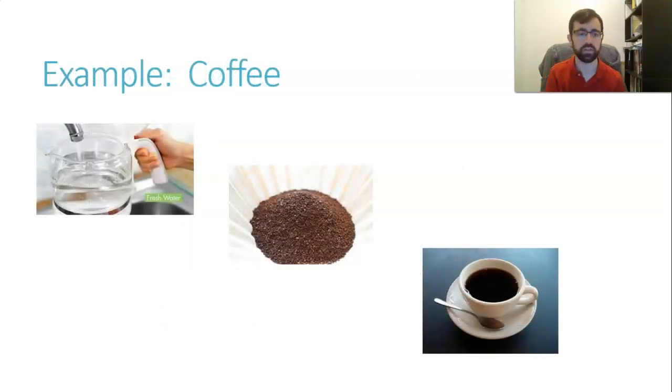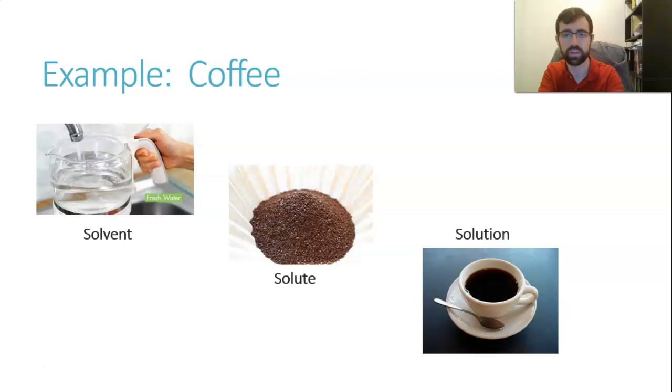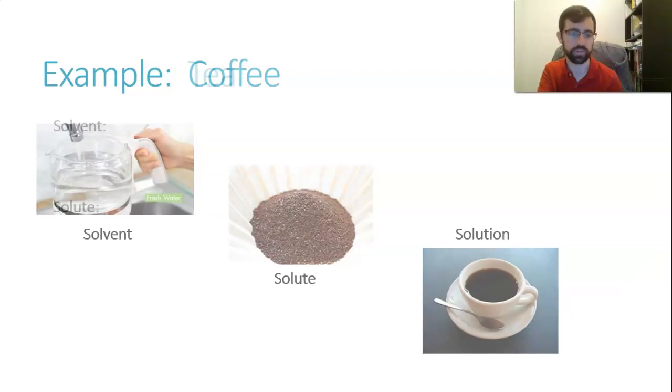All right, we've got another example here, coffee. See if you can figure out what's the solvent, the solute, and the solution. Okay, the water is the solvent, the soluble parts of the coffee grounds are the solute, and then you've got your solution that is made, which is coffee.